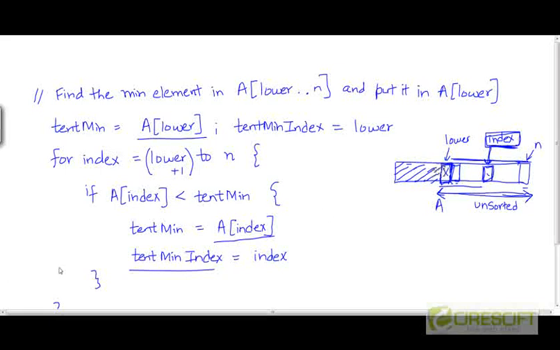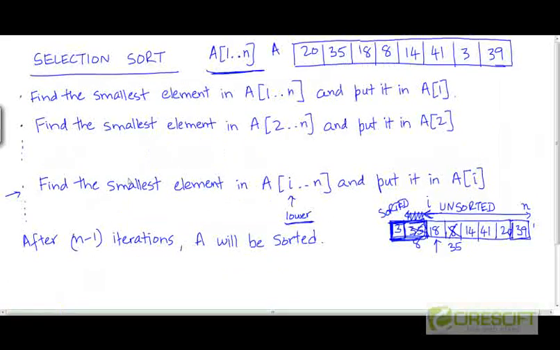Now, what I showed here was the implementation of the ith step here. How do we find the smallest element in E of I to n? But in the overall algorithm, this step is going to appear within a loop.